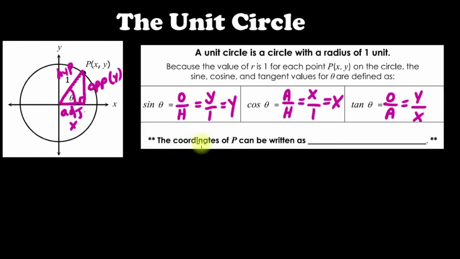So the coordinates of P can be written as x, y, and that could be written as the x is the cosine, so cosine theta, and then the y is sine theta. So you can write it like that.